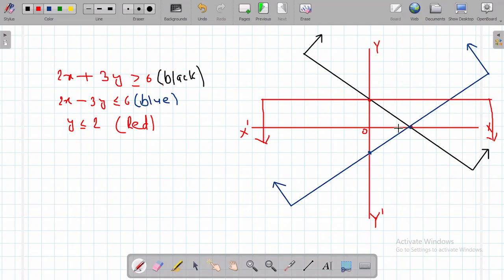Just now we have shown the inequalities in the graph. Now I'll wait 1 minute, okay? After 1 minute, we'll discuss again.